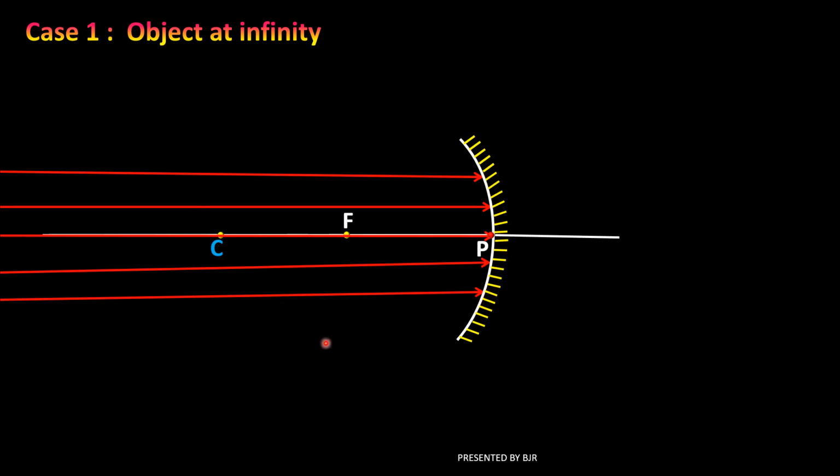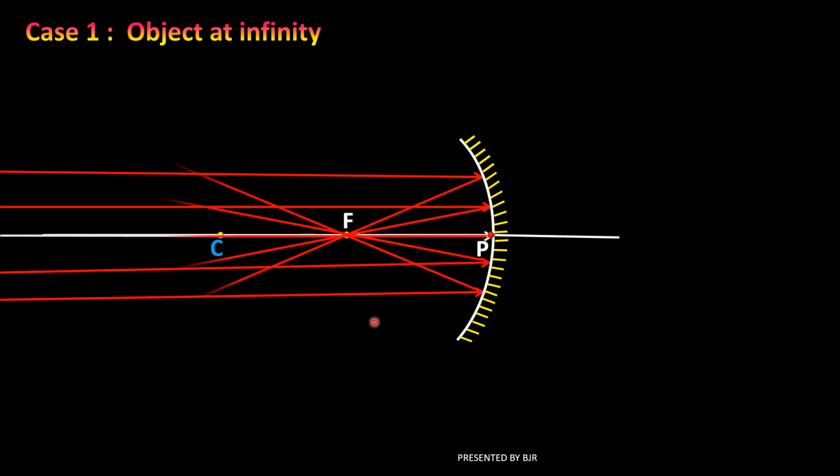Okay, and all the reflected rays will pass through the focal point you see here. That means all the reflected rays are crossing one another, and wherever the reflected rays cross one another, at that point the image will be formed. So here a small image of the tree has been formed, and this is the real image.